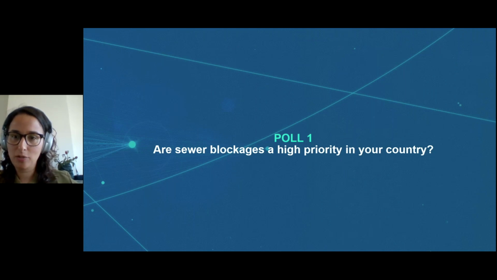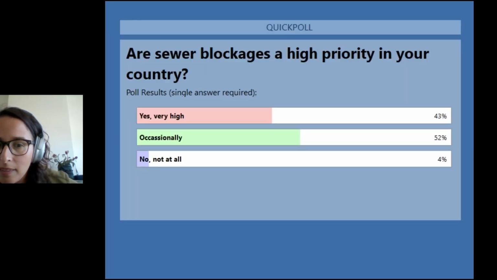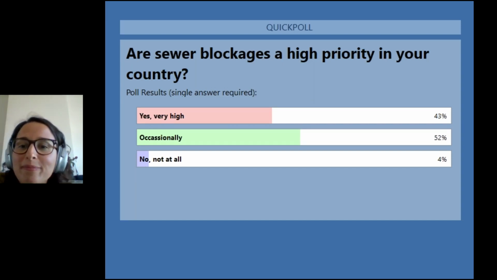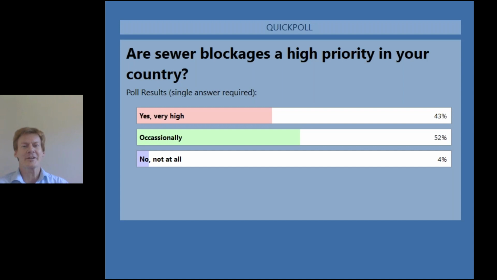Okay, and I'll hand it over to Christoph. Christoph, can you share the results and elaborate on them? Yes, of course. We are operating in different countries in the world, and we see a difference in how people perceive this problem. There are countries that don't have any blockages, or they don't have policy on it. It's not important to them probably because it doesn't happen.